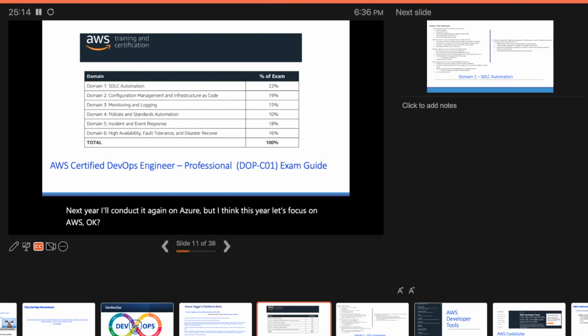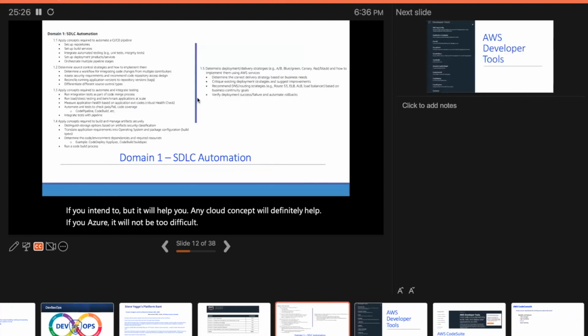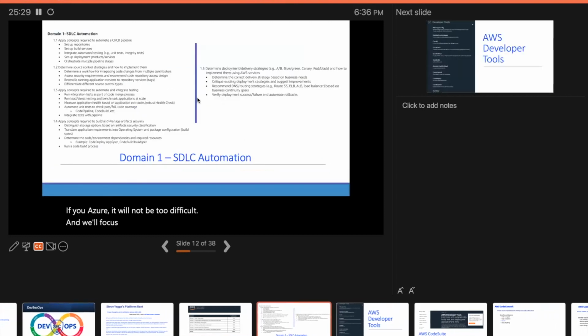If you intend to, it will help you. Any cloud concept will definitely help. If you know Azure, it will not be too difficult. Okay. And we'll focus on AWS, domain 1 specific here. That is the SDLC automation. Okay, and that's where we're going to focus today.